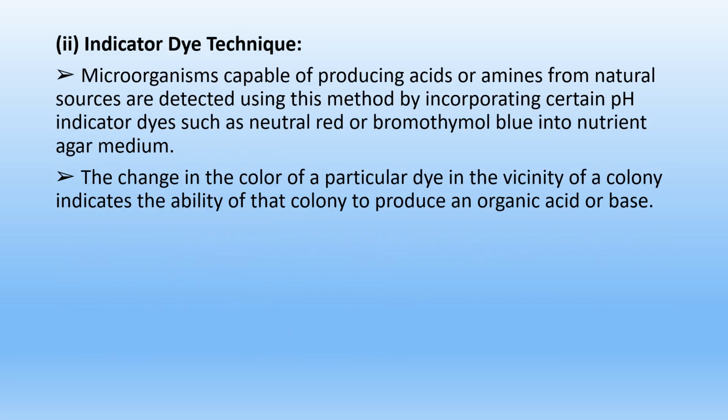Indicator dye technique. Microorganisms capable of producing acids or amines from natural sources are detected using this method by incorporating certain pH indicator dyes such as neutral red or bromothymol blue into nutrient agar medium. The change in the color of a particular dye in the vicinity of a colony indicates the ability of that colony to produce an organic acid or base.